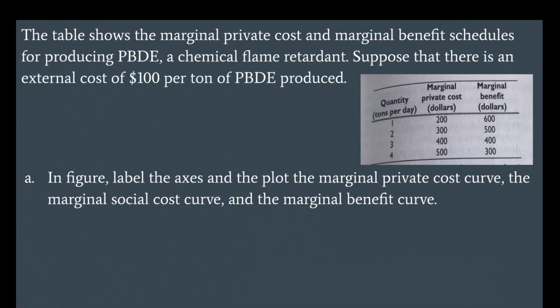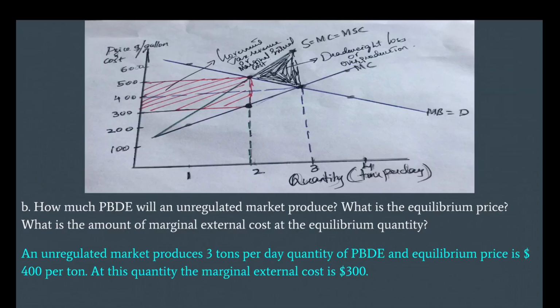The table shows the marginal private cost and marginal benefit schedule for producing PBDE, a chemical flame retardant. Suppose that there is an external cost of $100 per ton of PBDE produced. In the figure, label the axes and plot the marginal private cost, the marginal social cost curve, and the marginal benefit curve. How much PBDE will an unregulated market produce? What is the equilibrium price? What is the amount of marginal external cost at the equilibrium quantity?